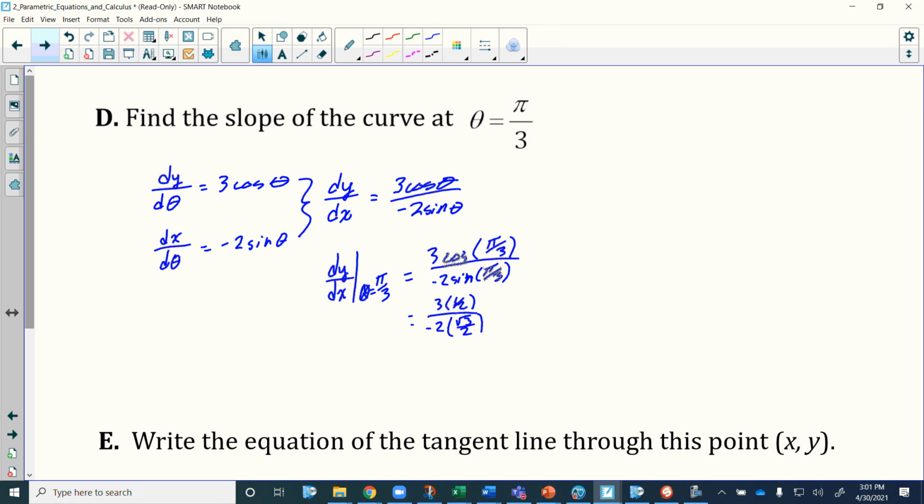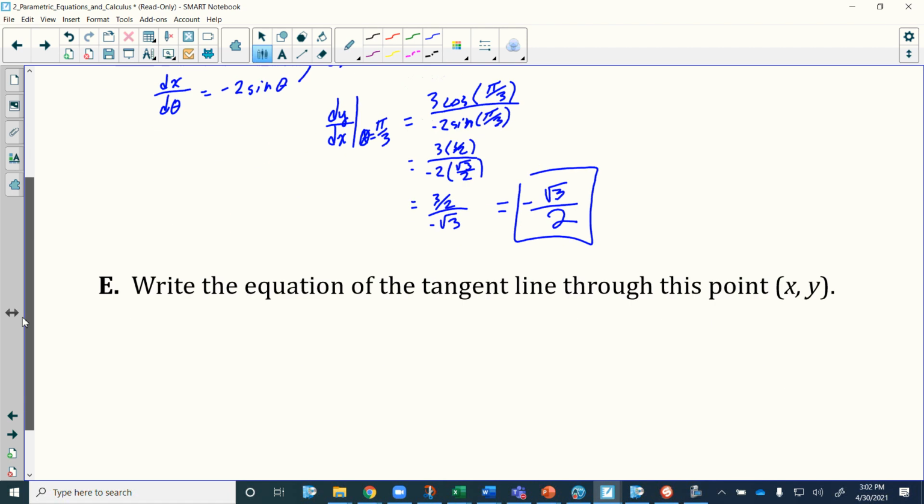And so now we want to simplify that. So I get 3 over 2 over negative radical 3. And that will overall simplify if I multiply by the reciprocal of that, and then rationalize it, we're going to end up with negative radical 3 over 2. So there's the slope of the line at that point of pi over 3.